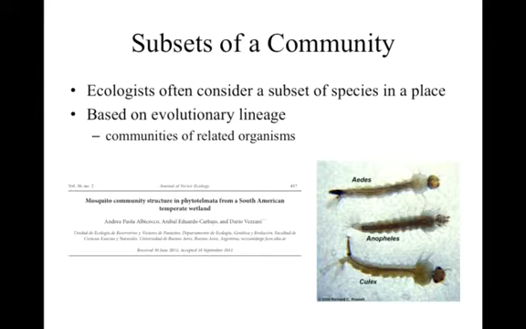Sometimes we try to subset communities even further, make them more narrowly defined. And there's different ways, again, of doing that. One common way is to subset a community based on evolutionary lineage. So we might only look at the mosquitoes that live in a particular area at a particular time. And the reason we choose mosquitoes is because they're all somewhat related to each other. There's that taxonomic relationship between them.